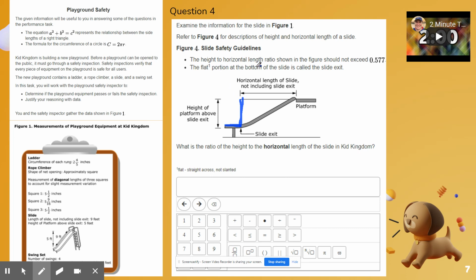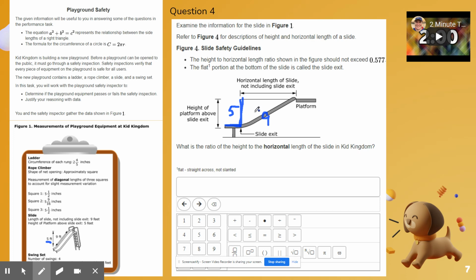Now, the flat portion of the bottom of the slide is called the slide exit. What is the ratio of the height to the horizontal length of the slide in Kid Kingdom? So we know that this is 5 because down here in this image, it tells me it's 5. I know that this here is 9.